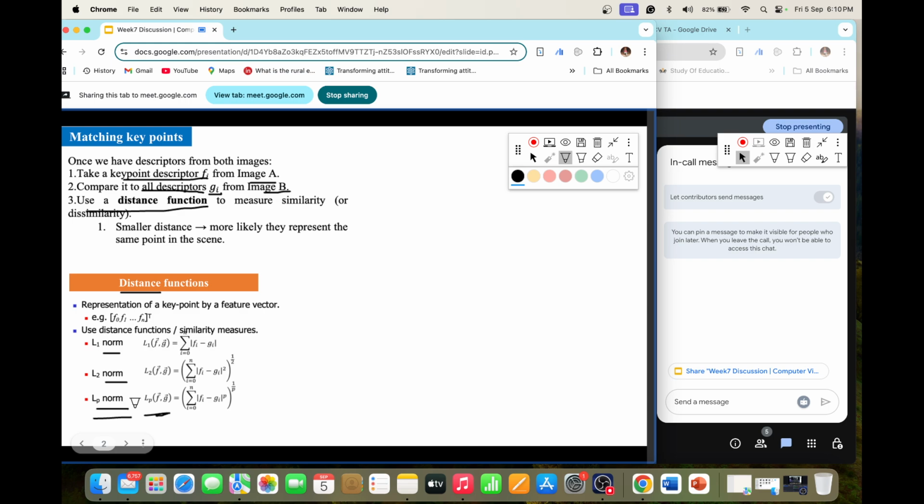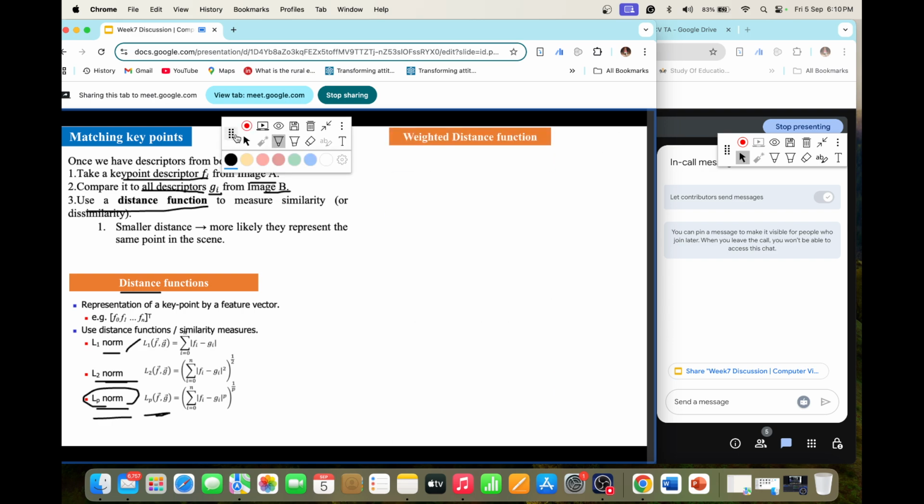The LP norm is a generalized form. If p equals 1, we have the L1 norm, and if p equals 2, we have the L2 norm. These are the distance functions. By this we can get the similarity. If the distances or norms come out very small, we can say they are more likely to represent the same point in the scene. If the distances are large, there is less chance of similarity. This is how the distance function works.